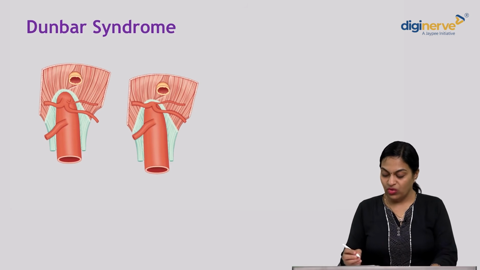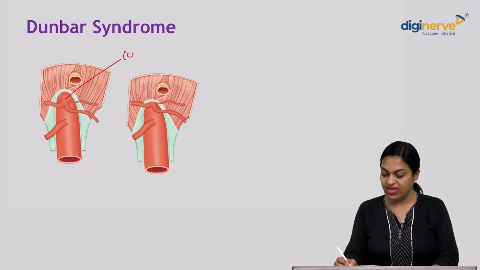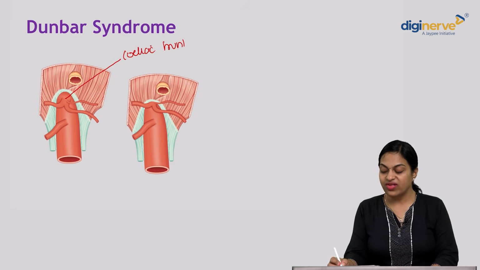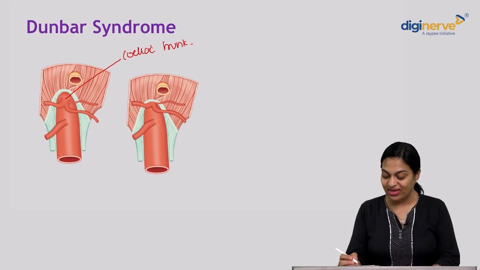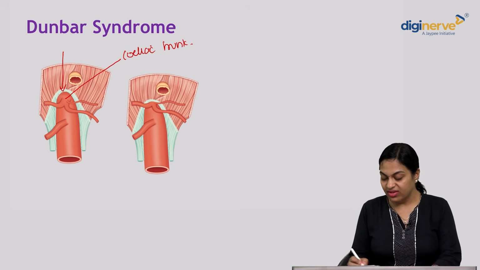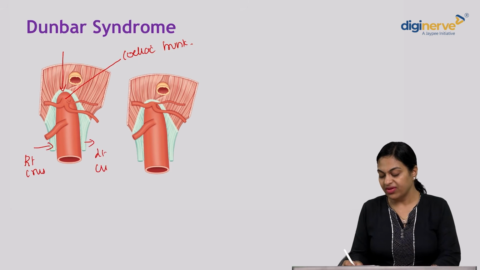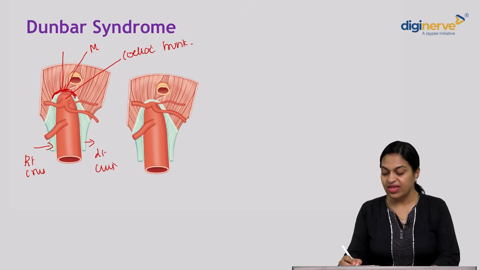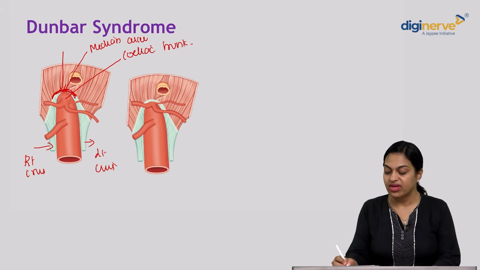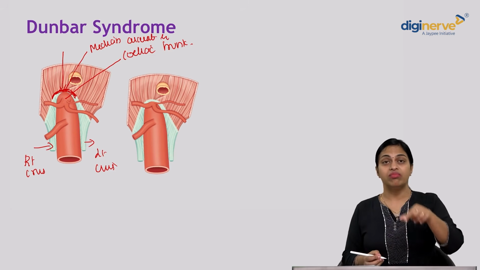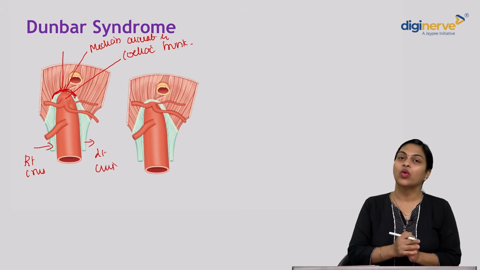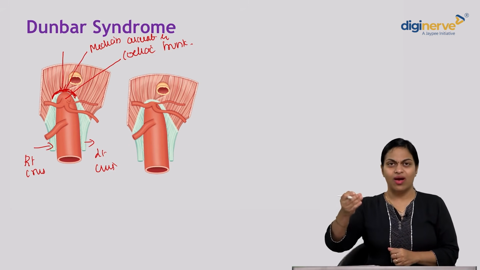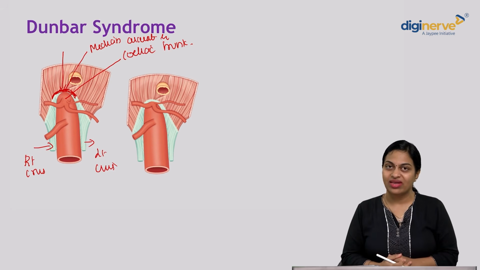Dunbar syndrome. So here, this is the celiac trunk. How does the abdominal aorta enter the abdominal cavity? Through the aortic opening, isn't it T12? This is the right crus of the diaphragm. This is the left crus of the diaphragm. Bridging both, this is the median arcuate ligament. The space that we see below the median arcuate ligament is the aortic opening of the diaphragm through which the abdominal aorta enters the abdominal cavity.